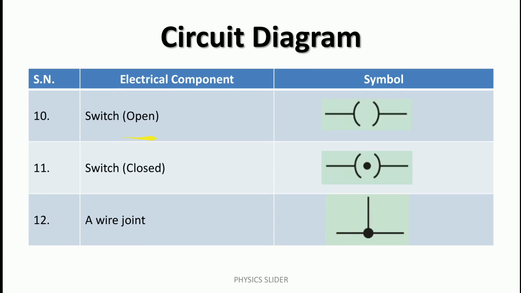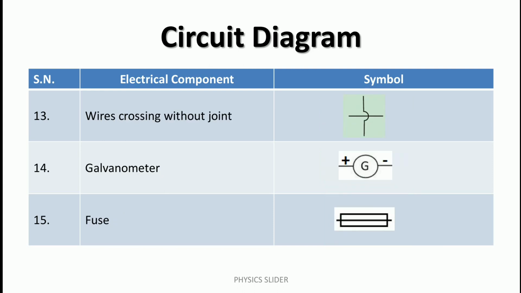A switch which is open is represented as this. A switch which is closed is represented like this. A wire joint will be represented like this. Two wires coming to the same point and a node between them. Wire crossing without joint. These are two wires which are crossing without any joint. A galvanometer is represented with a G. A fuse is represented like this.